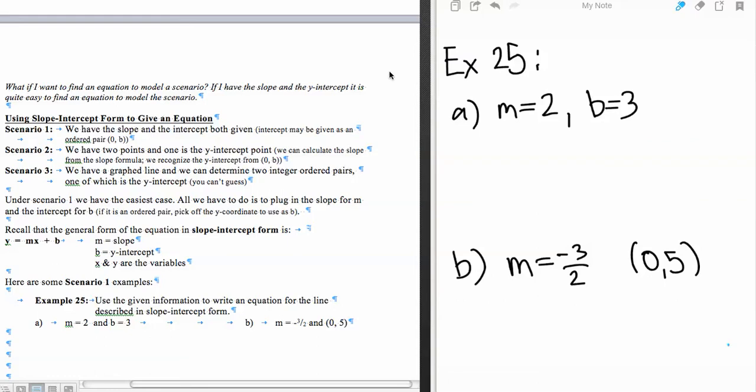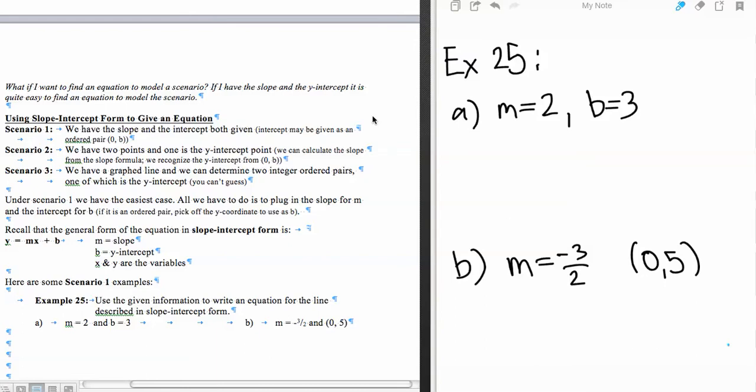Okay, our last concept that we want to discuss in section 3.4 is how to find the equation of a line using the slope-intercept form. So we have a couple of scenarios here. One is that we have the slope and the y-intercept just handed to us on a silver platter. Well, that's really easy. It's a plug and chug. You substitute m, you substitute b, voila, you have the equation.